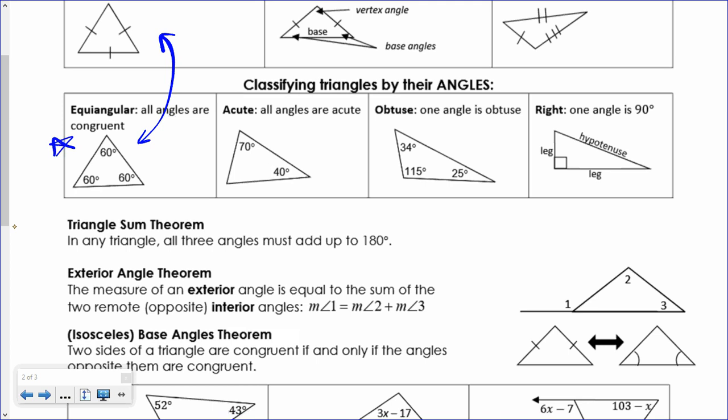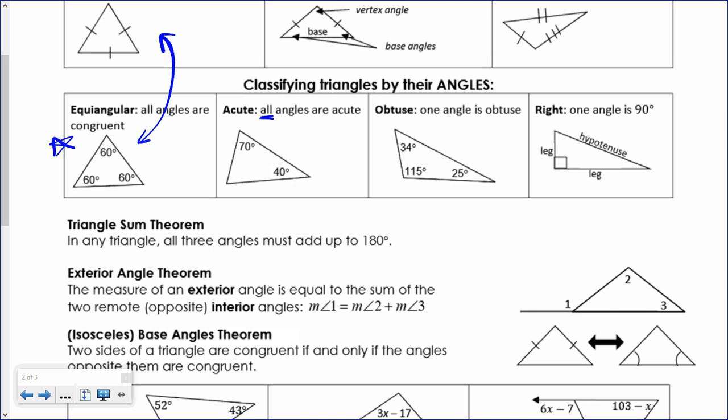Then we have our acute, obtuse, and right triangles. I'm sure you've heard of those. Something that's very important for an acute triangle is this word all. So you want to underline that. For it to be an acute triangle, every single one of those angles, all three of them, have to be acute. So take a look at this picture.